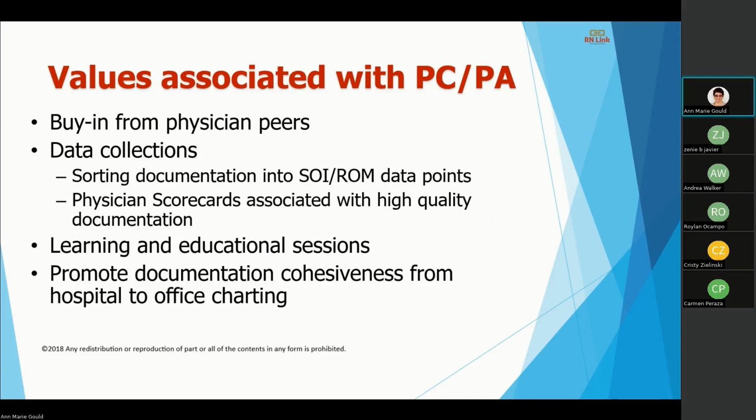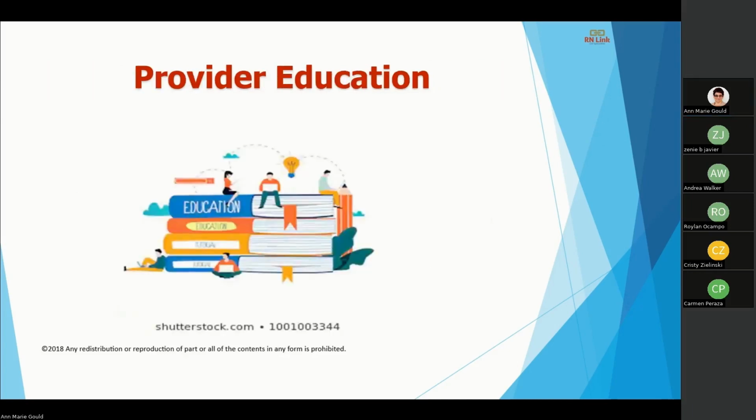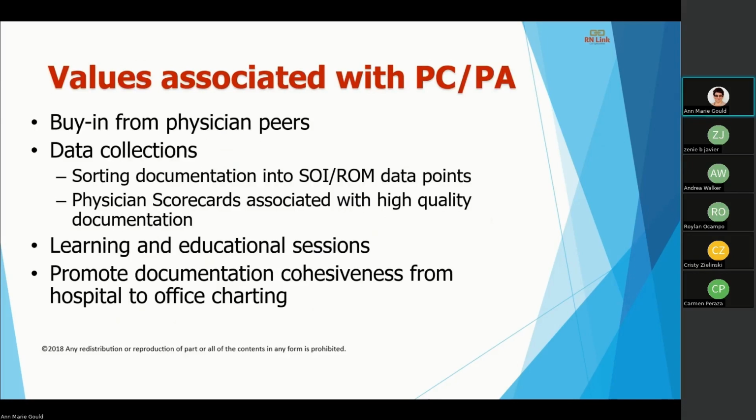And there's a lot of learning and education sessions that go on between the PA and the CDI and coding teams. And then, of course, promote documentation cohesiveness from hospital to office charting. So, any questions about PA, PC? It's pretty straightforward. You definitely want to have a doc on your side in the CDI program because then they can do peer-to-peers. It's always helpful.